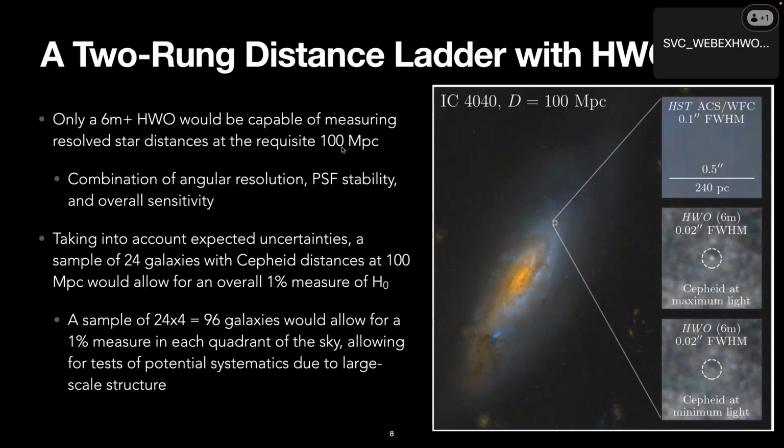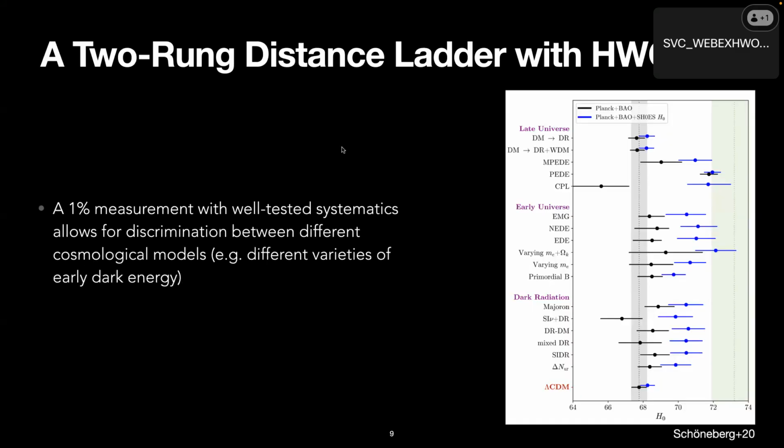And then if you're concerned about large-scale structure systematics, you can repeat the experiment multiple times in different quadrants of the sky or different regions of the sky to test those. And that 1% measurement, 1% is a nice number, but it's also physically meaningful because the theorists are really busy about what kind of models, what kind of new physics you need to resolve the tension. And a 1% measurement allows you to actually discriminate between a lot of these different cosmological models.